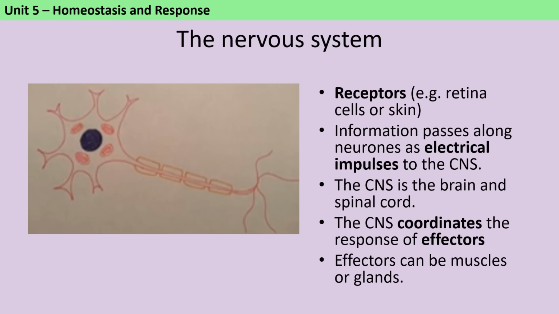The nervous system is made up of receptors such as the retina cells in your eye or pressure sensors in your skin, and it passes information in the form of electrical impulses to the central nervous system, or CNS. This is a combination of your brain and your spinal cord. The CNS then coordinates the response of the effectors, so that could be muscles or it could also be glands.